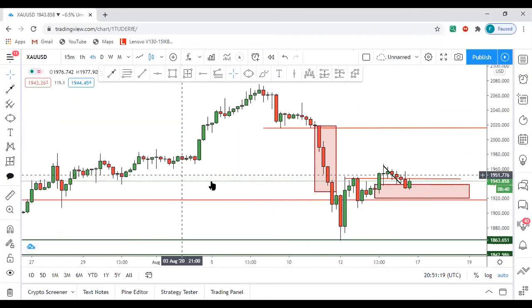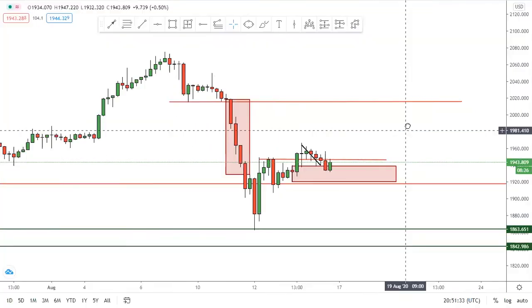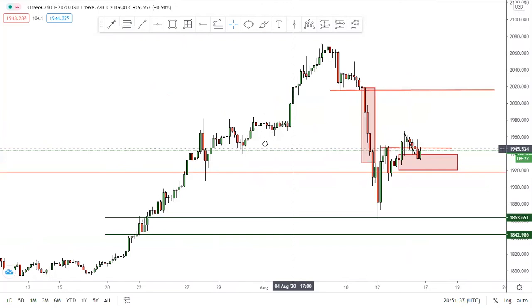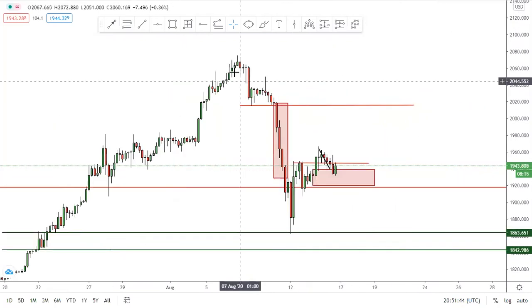This is good. I saw something interesting happening. Let's see something. Look at this drop. Look at what market did over here.